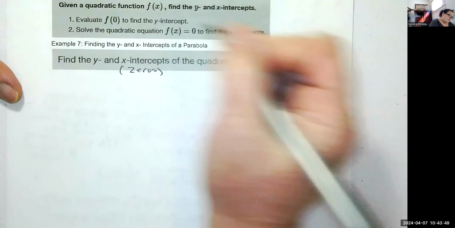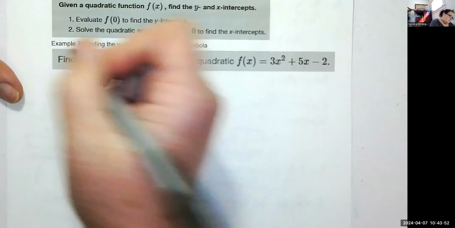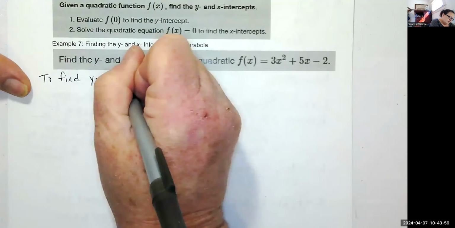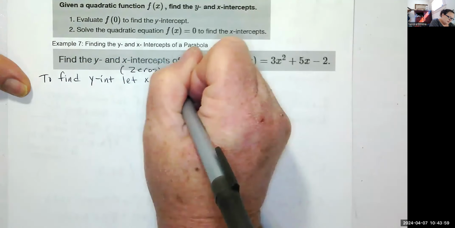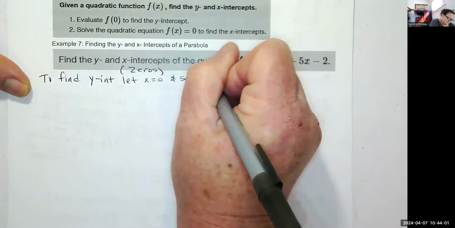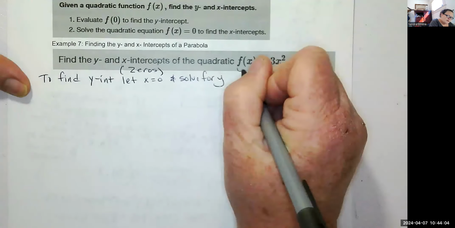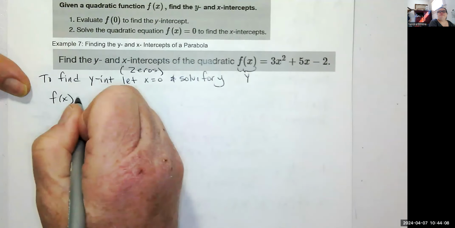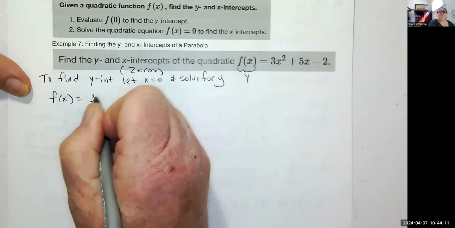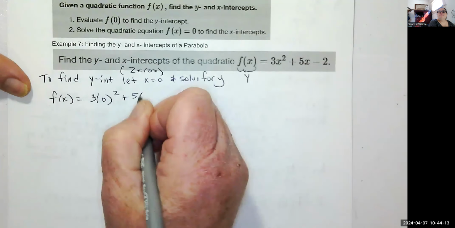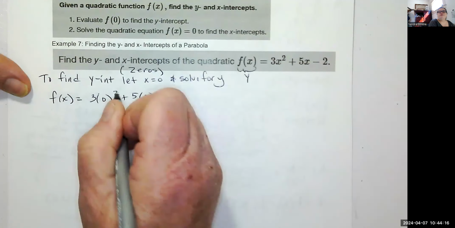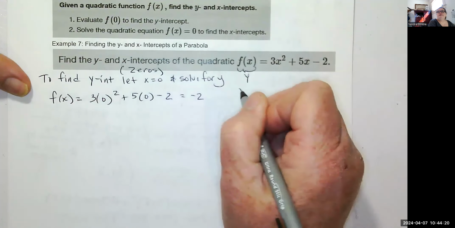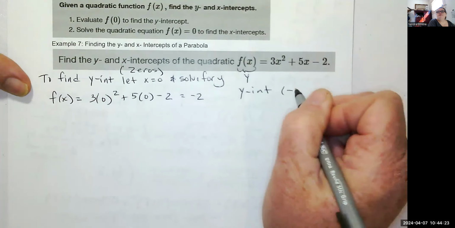So let's do that. To find the y-intercept, you let x equal 0 and solve for y. Remember, y is also f of x. So f of x, and we're going to take our x's and make them zeros. 0 squared is 0 times 3 is 0, 0, -2. So our y-intercept is -2, 0.